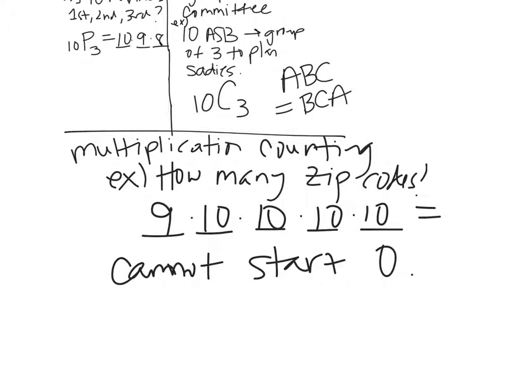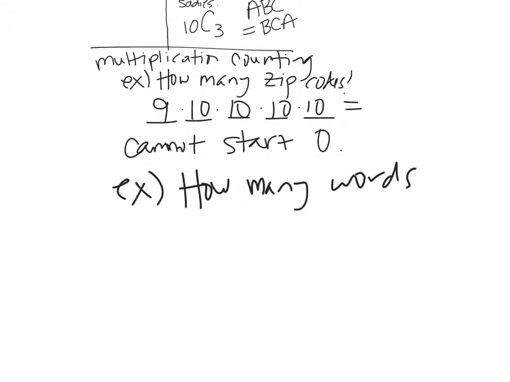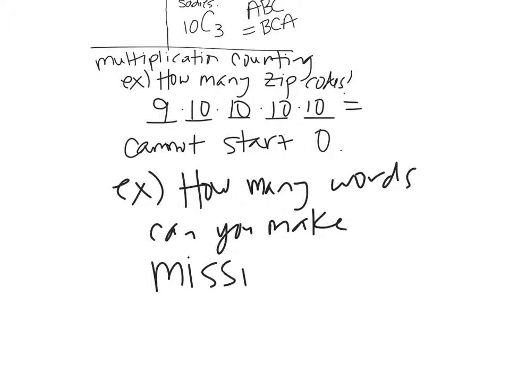Now, something I did not do with you, which I probably should have, is how many different words can you make from Switzerland? I don't even know how to spell that. Let's see. Mississippi. Let's do it. That one everyone knows how to spell, right? M-I-S-S-I-S-S-I-P-P.